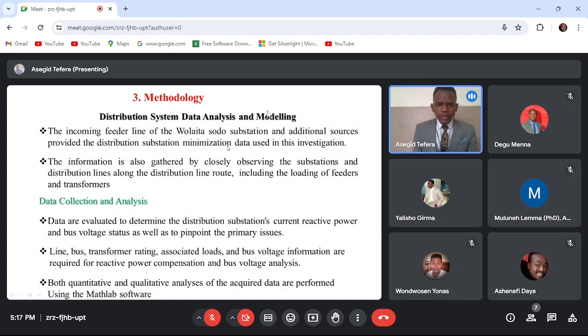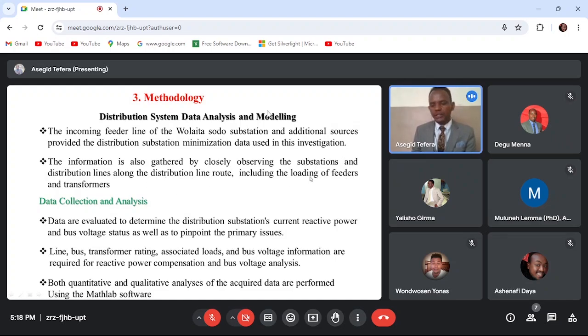In the methodology, there is distribution system data analysis and modeling. The incoming feeder line of the Sodo 1 substation and the additional sources provide the distribution system data used in this investigation. So we use many data, based on substation data and also investigated or measured data. The information is also gathered by closely observing the substation and the distribution line, including loading of the feeder and the transformers.